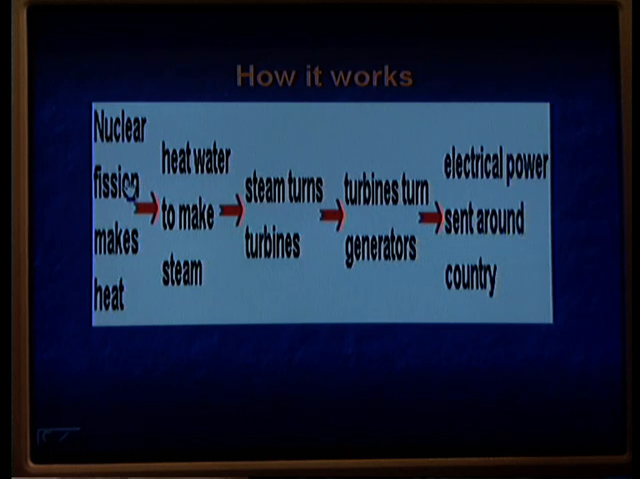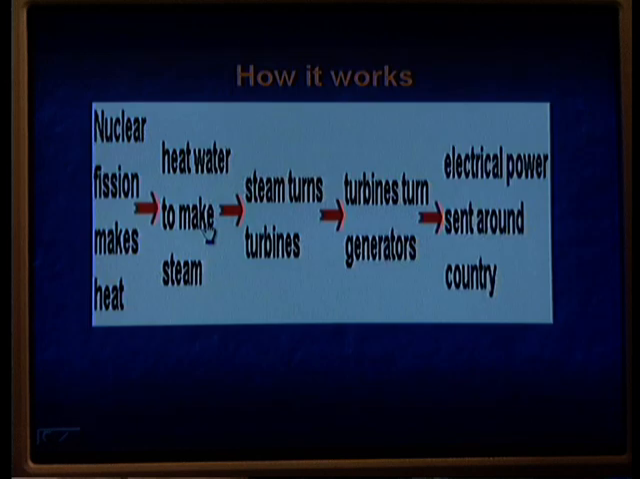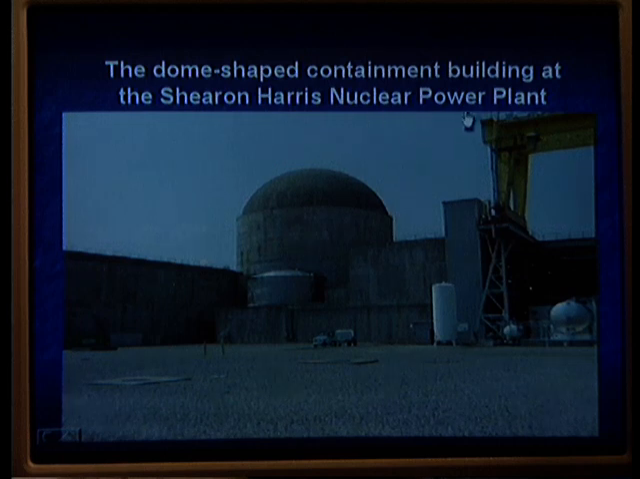Okay. Now, let us talk about how the nuclear power plant works. That is, nuclear fusion makes heat, heat boils water to make steam, steam runs turbine, turbine runs generator, electrical power sent around the country. Let us see a photograph of a nuclear power plant which is situated in France. This is about the nuclear energy that we have talked about.